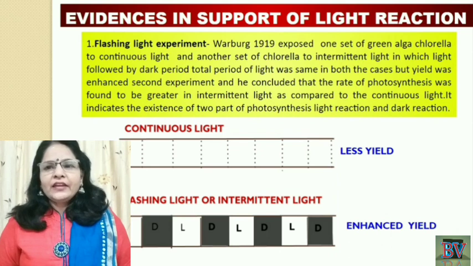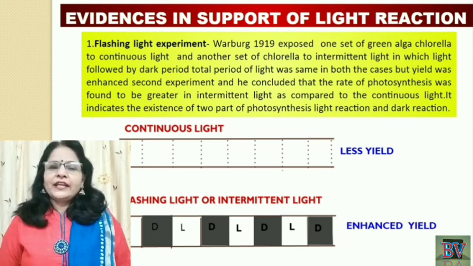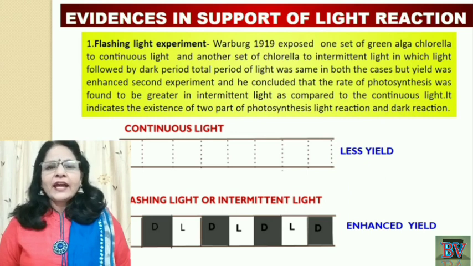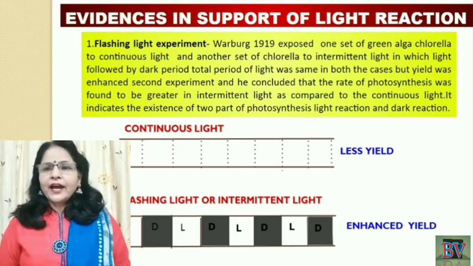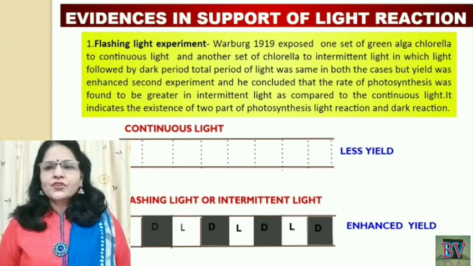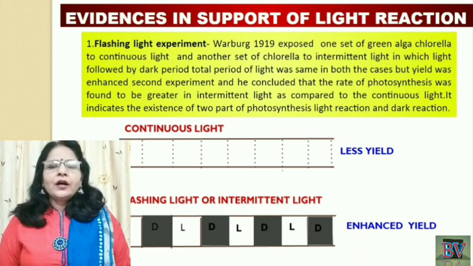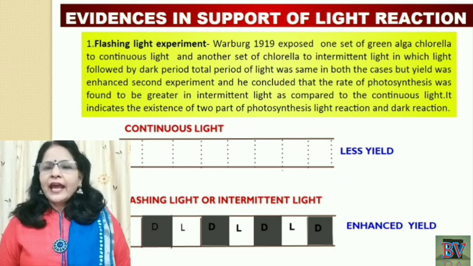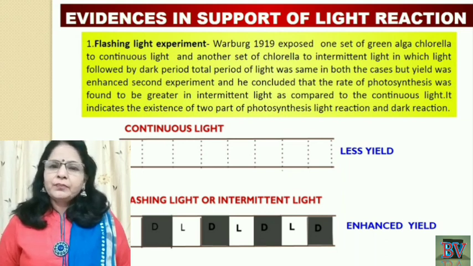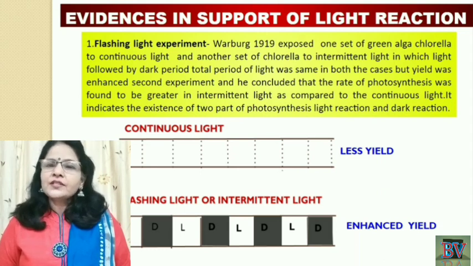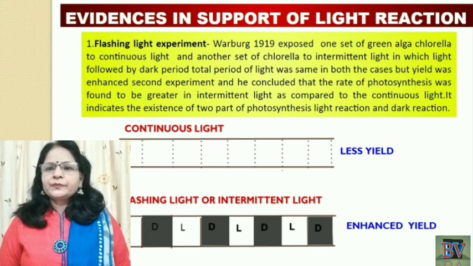There are many evidences in support of the light reaction. The first evidence is the flashing light experiment. It was given by Warburg in the year 1919. He worked on the green alga Chlorella and took two sets of it. On one set of Chlorella he gave continuous light, and on another set he gave intermittent light, in which a light period was followed by a dark period. But the total period of light was the same in both experiments.